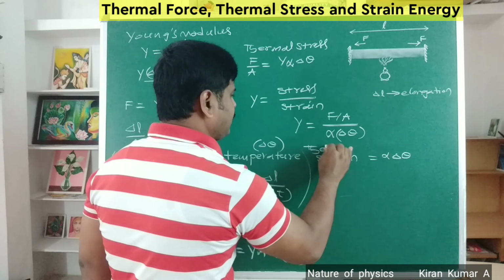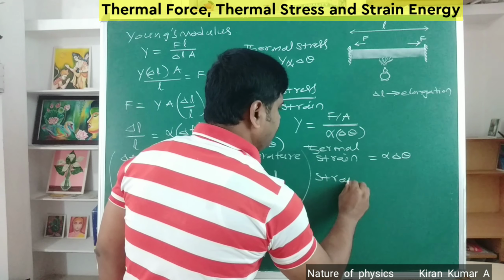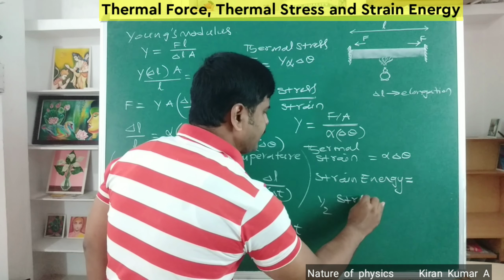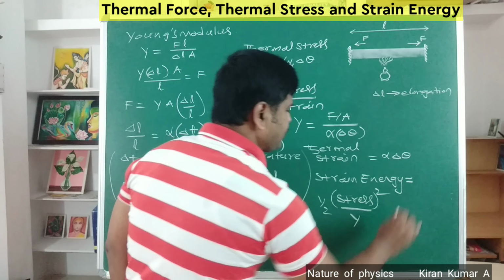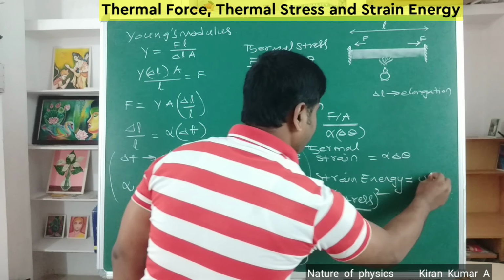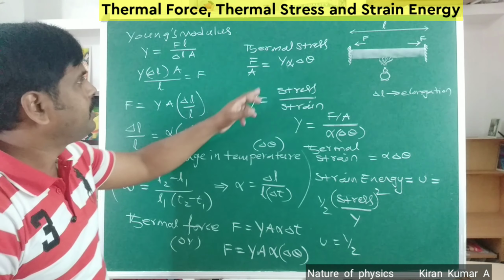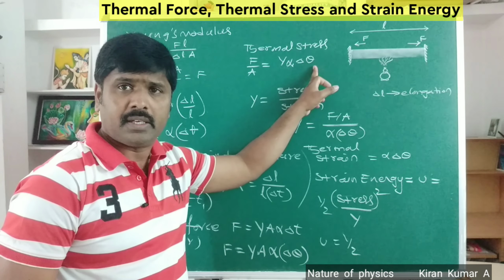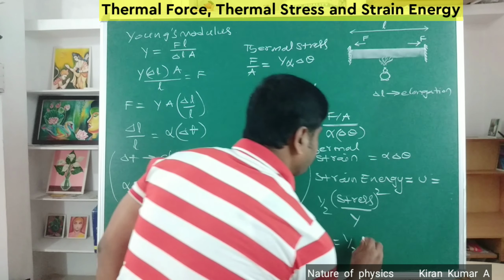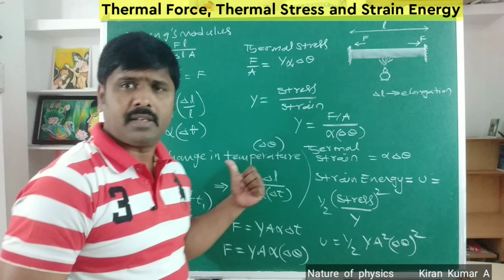That strain is thermal strain, and also we can write the strain energy, which is equal to 1 by 2 stress square divided by Y. Okay, we got the stress formula, and replacing it in this equation, the strain energy is indicated by letter U. So U is equal to 1 by 2 into the stress. The thermal stress is Y alpha into delta theta, so Y square alpha square delta theta square. Here Y square and Y get cancelled, so the resultant equation is Y alpha square delta theta whole square. We can write delta T also instead of delta theta.